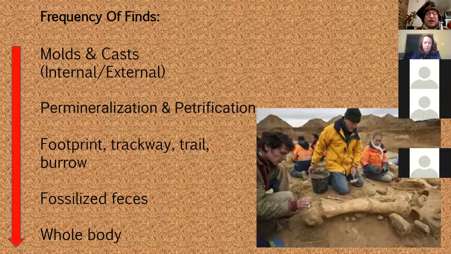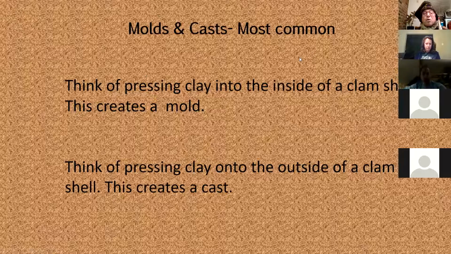Then the 3rd is footprints, trackways, trails, and burrows. After that, fossilized feces. And then after that, the least frequent is whole body fossils. I don't think they're even very often found in this country. So molds and casts are the most common, especially here in our Devonian limestone.